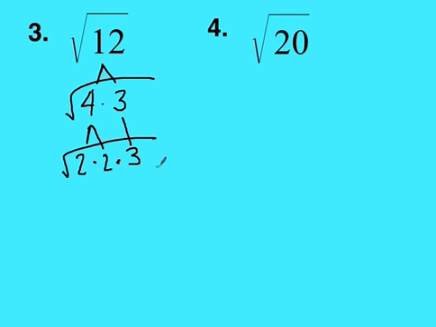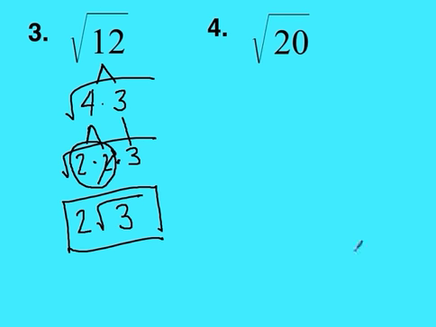Alright, so now I'm going to see if I have two numbers that are the same. And so I've got two 2's, so I'm going to circle those. I'm going to write one of the 2's down, cross the other out. Now notice that I didn't do anything with that 3, so the 3 is going to stay underneath the square root sign. So my answer would be 2 square roots of 3.